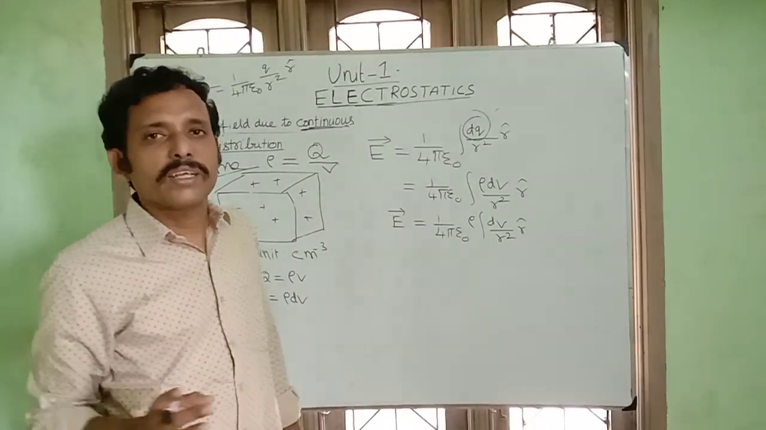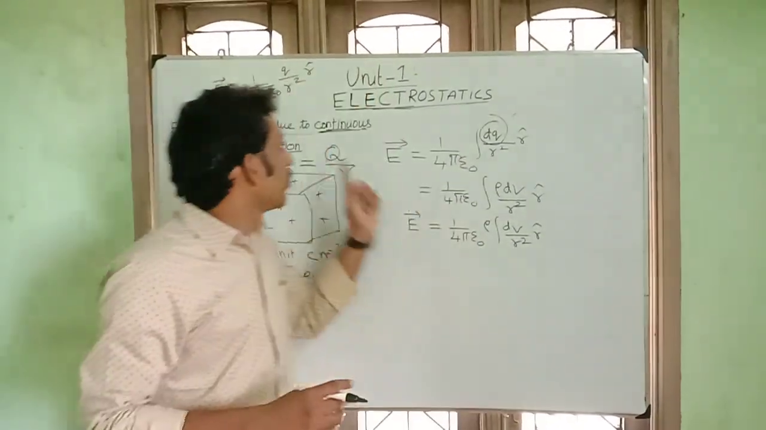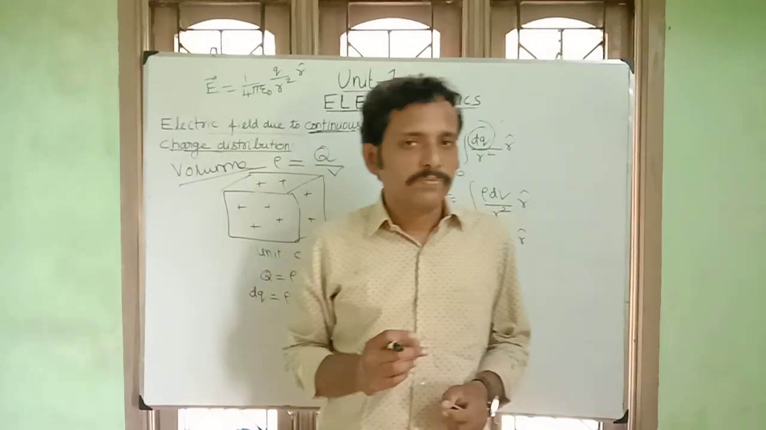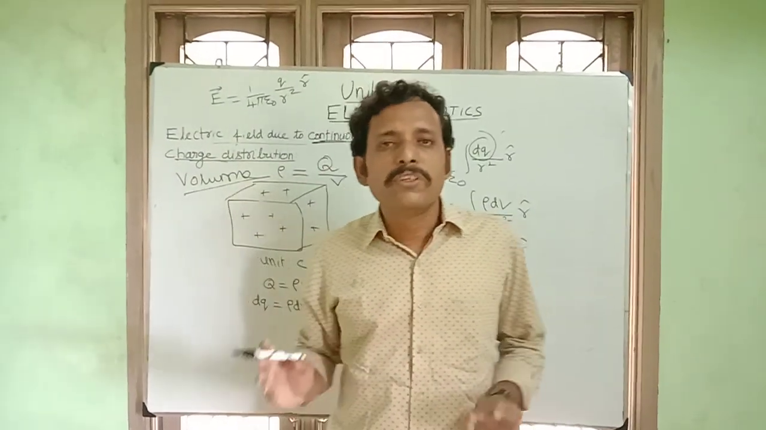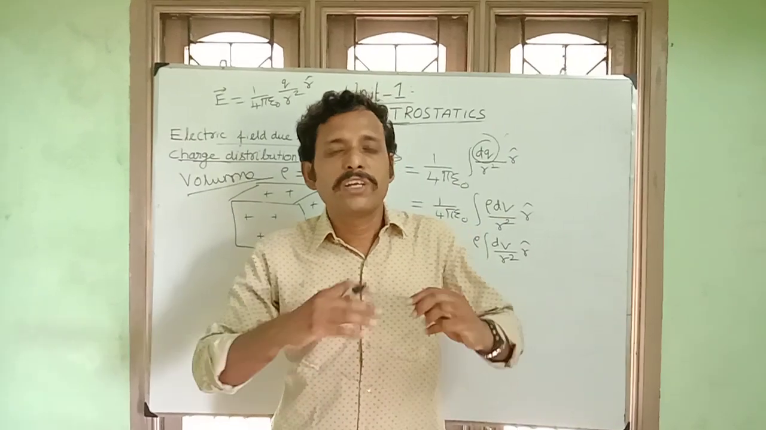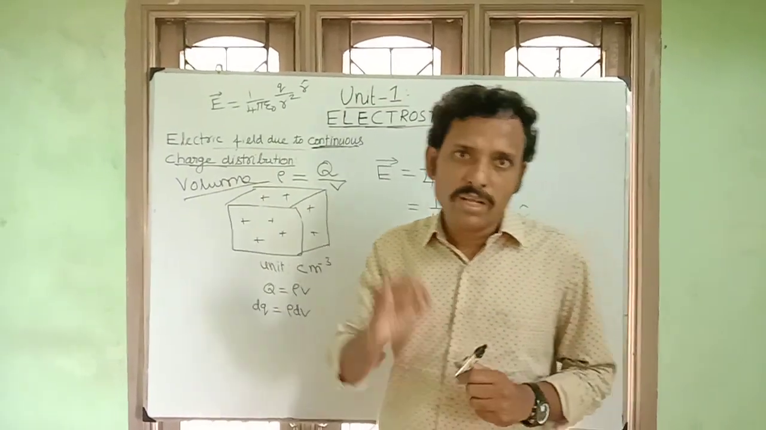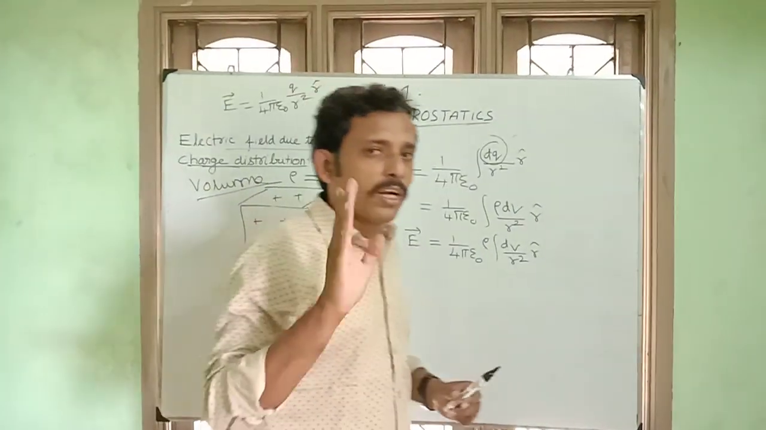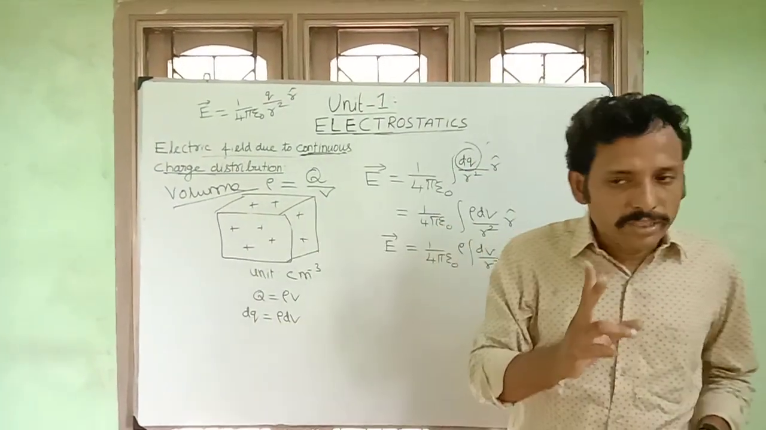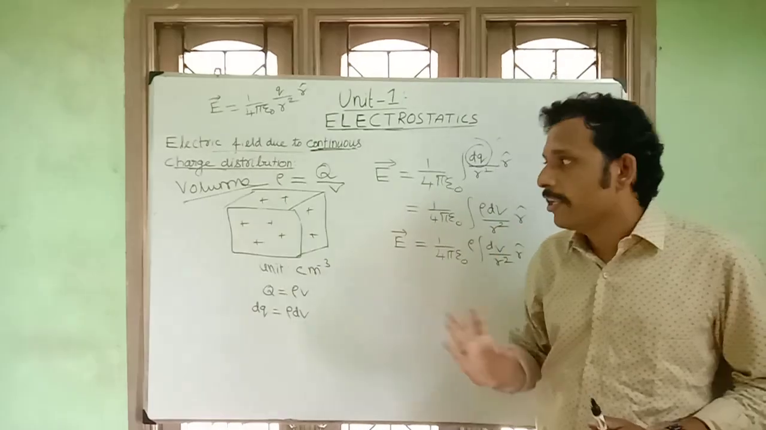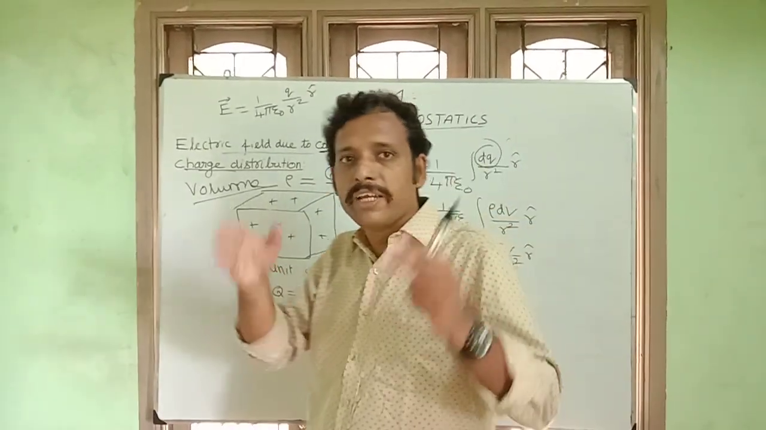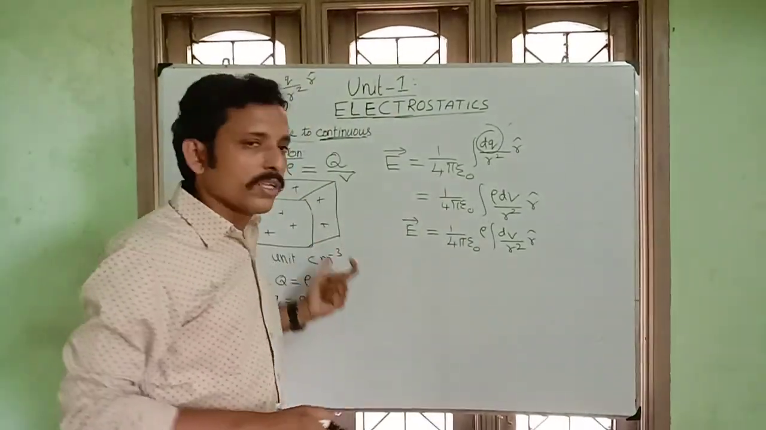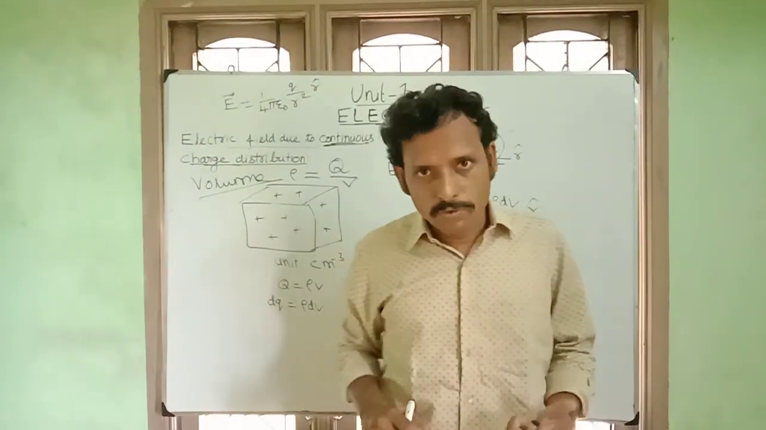So this is the method to find the electric field for a continuous charge distribution if it is not a point charge. Hope you all understand. In this video we discussed electric field due to a system of point charges, and another concept, electric field due to a continuous charge distribution. In the continuous charge distribution we discussed three things: linear charge density, surface charge density, and volume charge density. Hope you understand. Okay, thank you. We will see you in the next video.